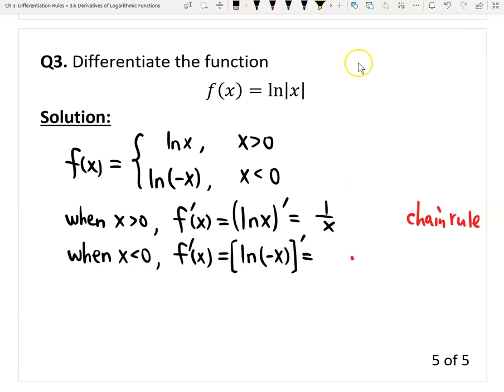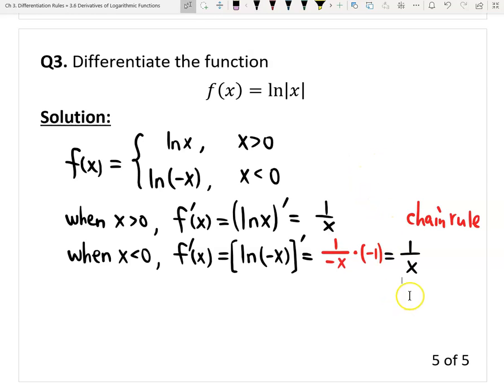Let me write the fraction. Can you see this fraction? The fraction is 1 over u. What is u? It is negative x. This is the derivative of the outer function. Let me multiply by the derivative of the inner function. The inner function is negative x, and its derivative is negative 1. Doing the calculation, it is easy to get 1 over x again.